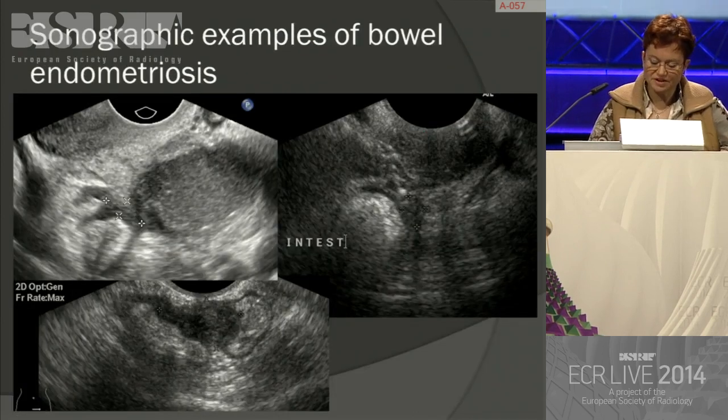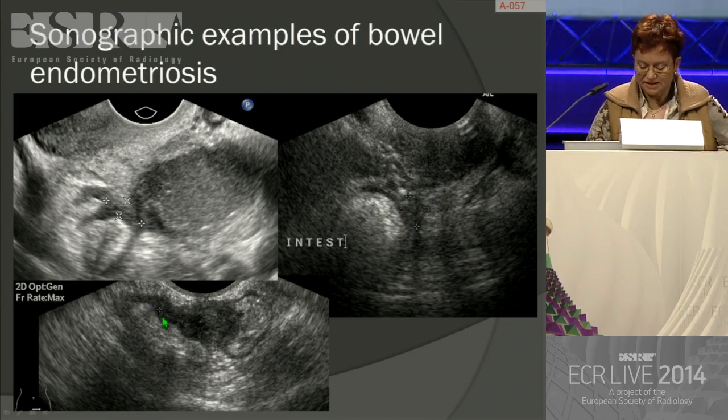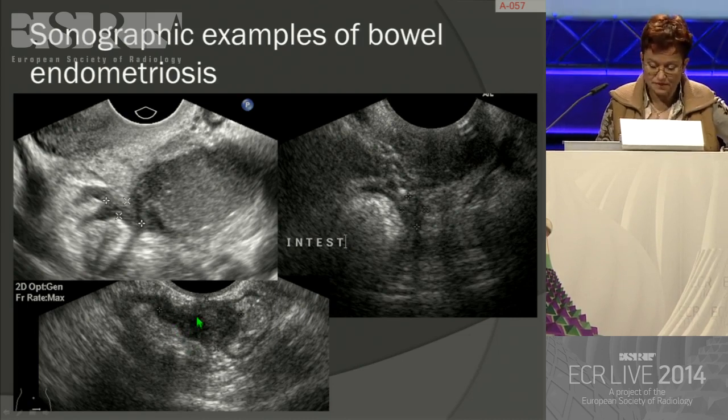Here are other sonographic examples of bowel endometriosis. You can see nicely here the localized thickening of a bowel wall behind the cervix. This one is much thicker here and takes place between the space of a bowel loop, and it grows into the sigmoid from outside, and it doesn't come from inside, of course.